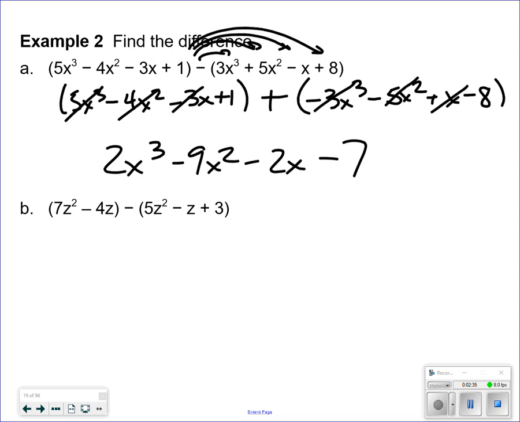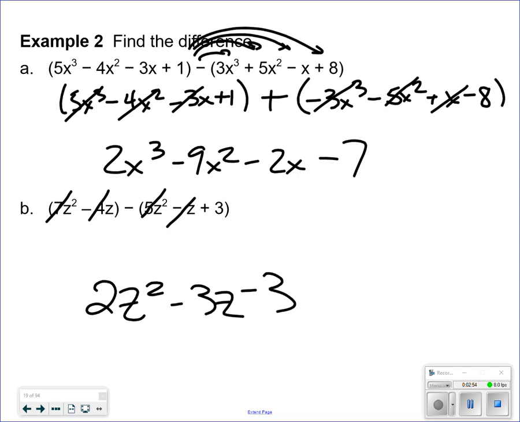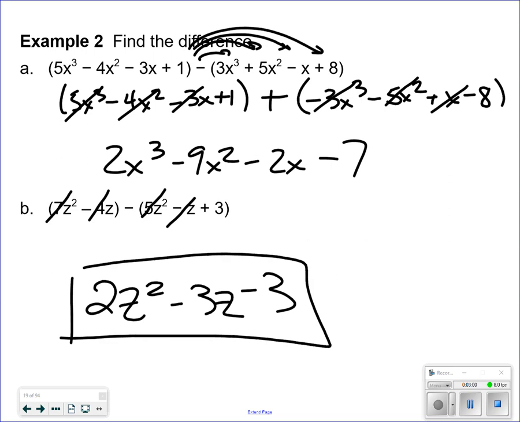So again, this one I'm not going to necessarily do the same thing I did up there. So 7z squared minus 5z squared makes 2z squared. So again, I just have to remember to subtract every time. So a negative 4z minus a negative z makes a negative 3z. And then there's 0, nothing to add, minus 3. So again, it all depends on making sure that you subtract every time. Otherwise, make sure you rewrite the question.